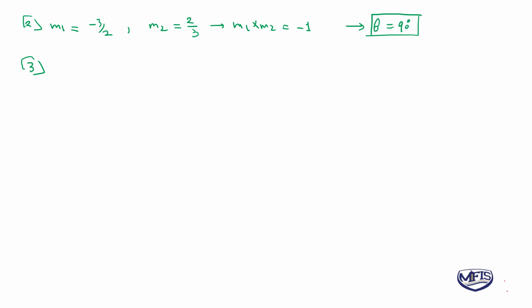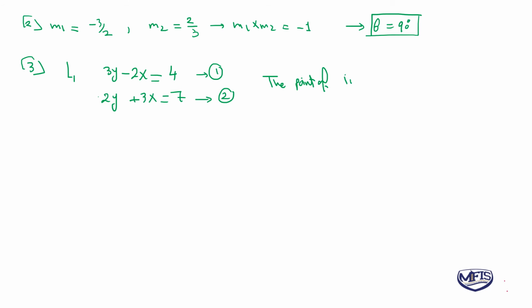Number 3, we want to find the point of intersection of the two straight lines. The first straight line L1 is 3y minus 2x equal to 4. This is equation number 1. And we have the second straight line, 2y plus 3x equal to 7. This is equation number 2. If we solve the two equations simultaneously, then we get the point of intersection is (1, 2).